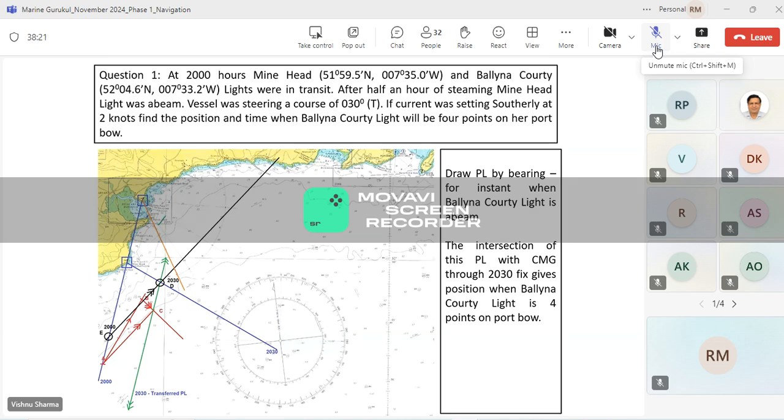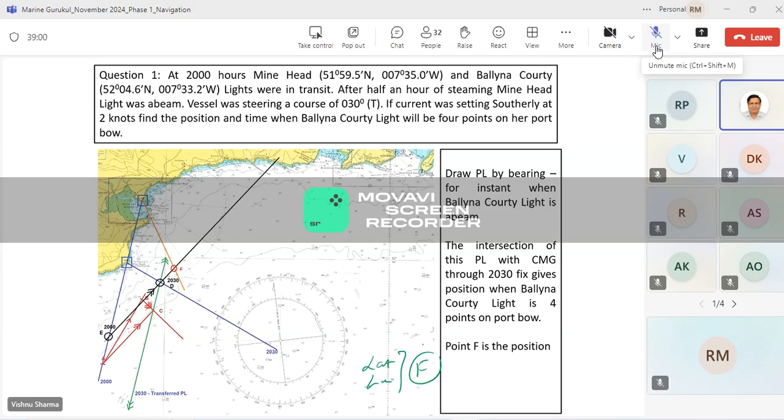Yes or no, beta? Am I right? Yes, sir. The ship has to be on this orange line when Bellina Coty is 4 points on the port bow, and the ship has to be on the black line as well. So where is the position when Bellina Coty will be 4 points on the port bow? It will be point F. Yes or no? Yes, sir. Okay. Now he says, what is the position? So you'll give the lat long of point F on the answer sheet.